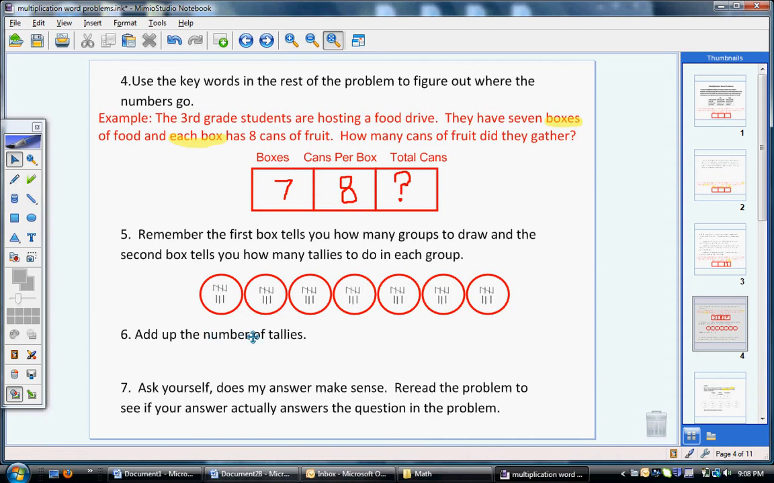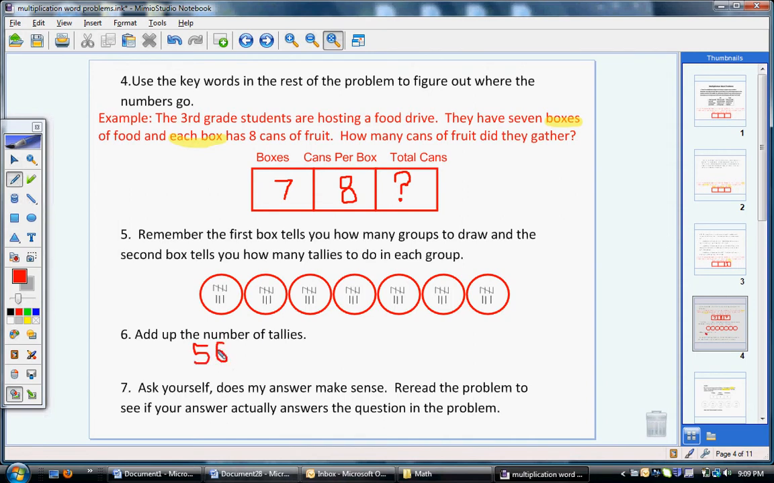Now I need to add up the number of tallies. So I can count 5, 10, 15, 20, 25, 30, 35, 36, 37, 38, and so on up to 56. My answer is telling me that there are 56 cans of food.